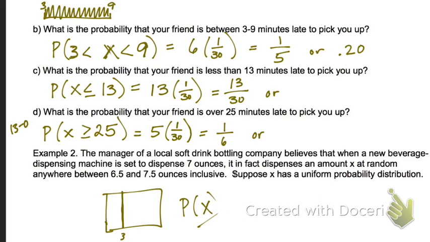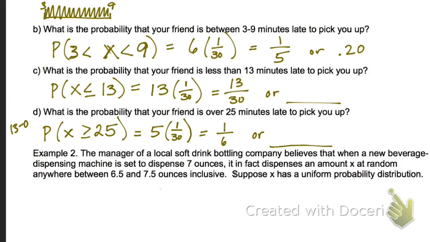Could you look at D? We wrote it in a different way. That's fine. Yeah, because it only goes up to 30, so that's okay. And this one. And then, like I said, if you want the decimals, you can also do that. I don't know what 13 over 30 is or 1/6, but you can also put them as decimals.